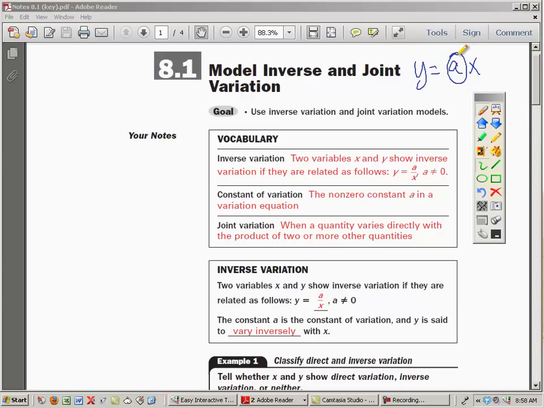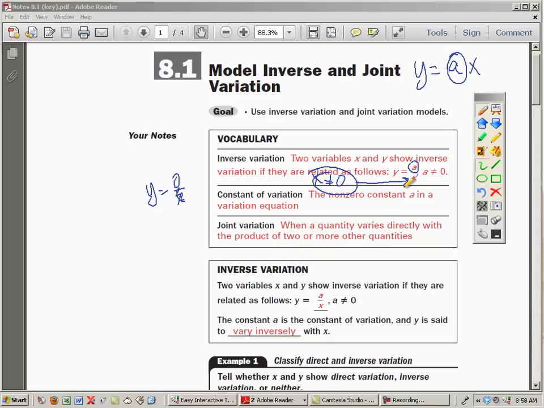All right, so a couple things. First of all, inverse variation says two variables x and y show an inverse variation if they're related as follows, where y equals a over x, as long as a is not equal to 0. Obviously, a can't be equal to 0 because this becomes y equals 0 over x, which is simply 0, and so it doesn't matter what the value of x is. Also, we know that this function is only defined so long as x is not equal to 0, because if x is equal to 0, you get something over 0, which is undefined. The constant of variation is that non-zero constant a in the variation equation.